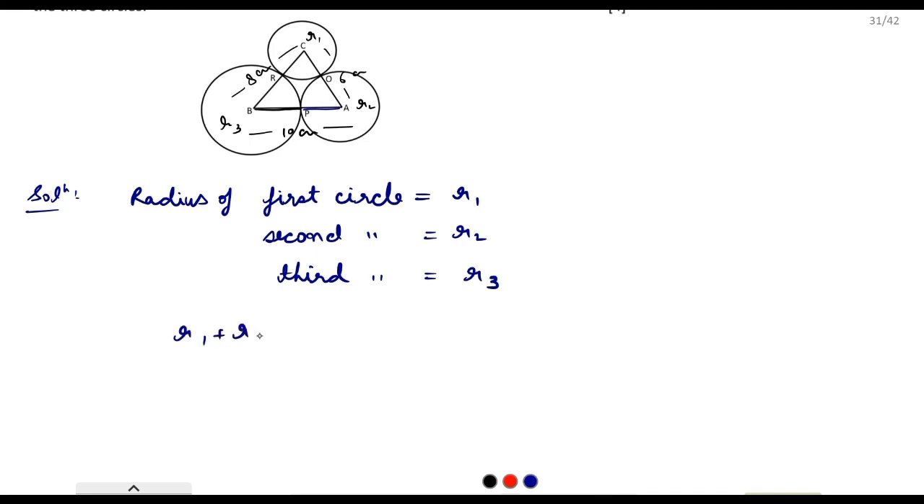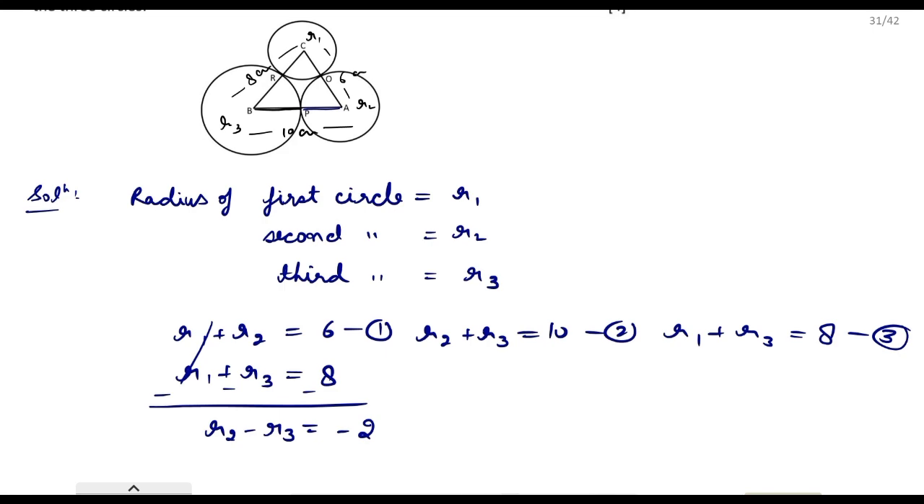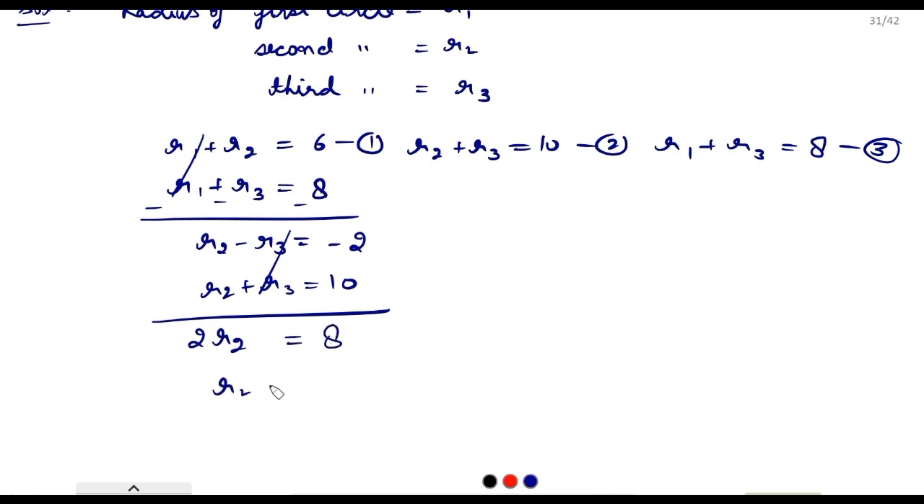Then R1 plus R2 is equal to 6. R2 plus R3 is 10 and R1 plus R3 is 8. Now solve these 3 equations. First of all, we are solving 1 and 3. R2 minus R3 is equal to minus 2. Now we are solving this equation with equation 2. R2 is equal to 4, means radius of second circle is 4 centimeter.